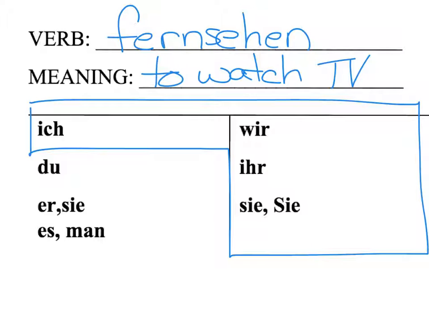Okay, so how do you conjugate for ich? Sehe what? Fern, yep, gotta have the fern. What about wir? Sehen fern.